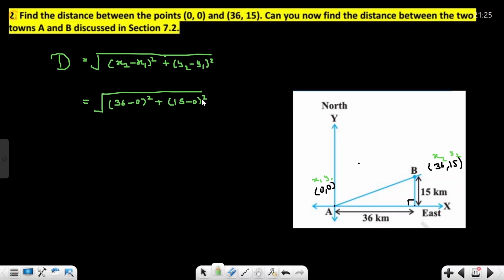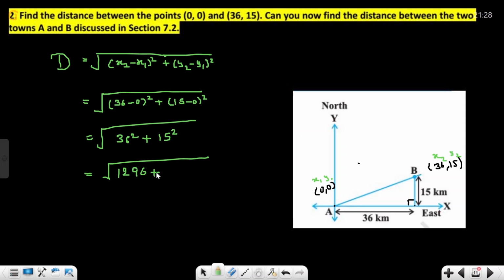Okay, some students write directly. No. Why? Because you need to follow each step. That's why you get full marks for a question. Okay, now 36 minus 0, what do we get? 36 square, plus 15 minus 0, 15 square. 36 square is what? 6, 3, 6, 18, 18, 2, 36, and 36 plus 3, 39. So 9 and 3, 3 3 is 9 and 3, 12.